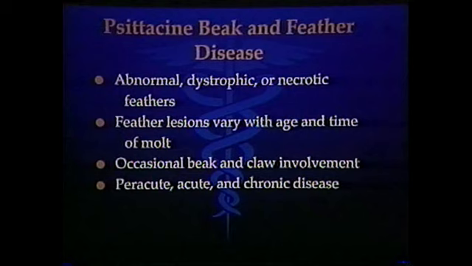In the most severe chronic disease presentations, delamination of the beak and claws can be observed. In the beak, the hard horny layer, the rhamphotheca, will separate from the other beak tissues. Sloughing of the claws can also be a major problem. And psittacine beak and feather disease can present as a peracute, acute, or chronic disease syndrome.